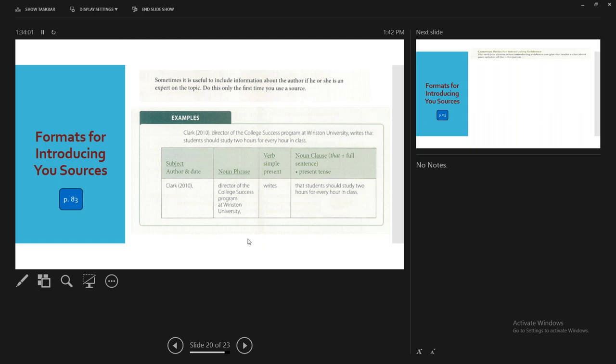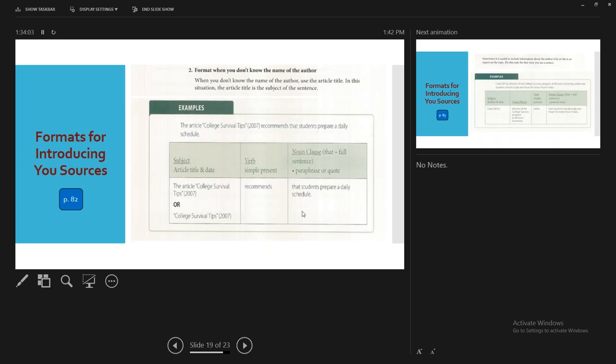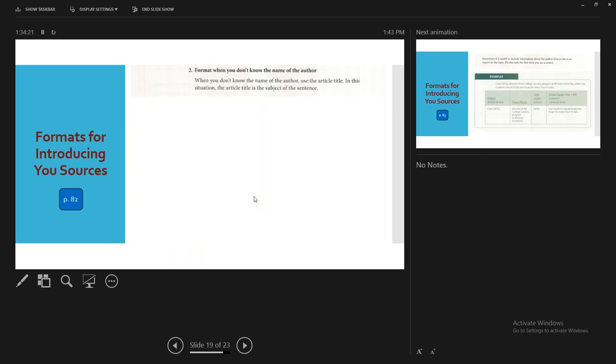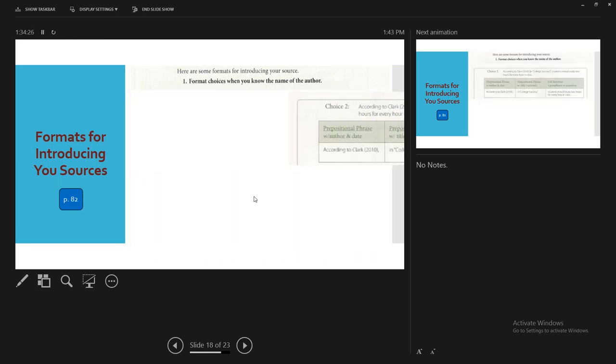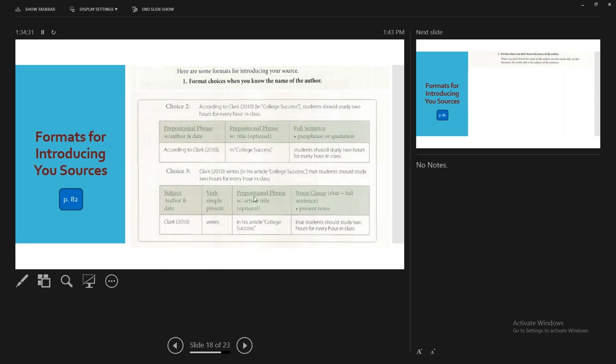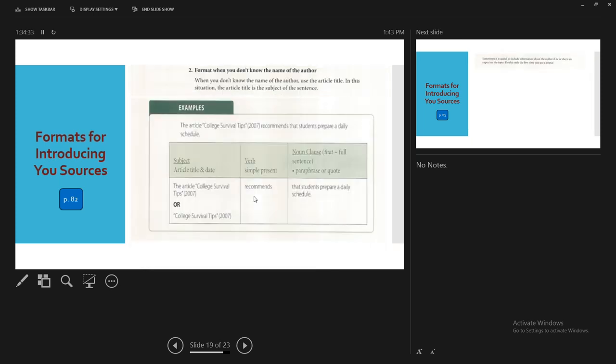Any question? These were the formats. So we have two formats: when we know the name and when we don't know the name. When we don't know the name, we focus on the title of the article. If we know the name, we have three choices that we can follow: two of them starting with a prepositional phrase and one of them starting with the author directly.